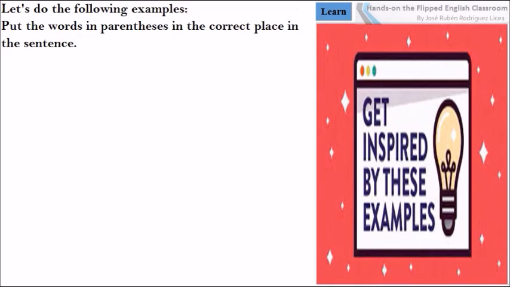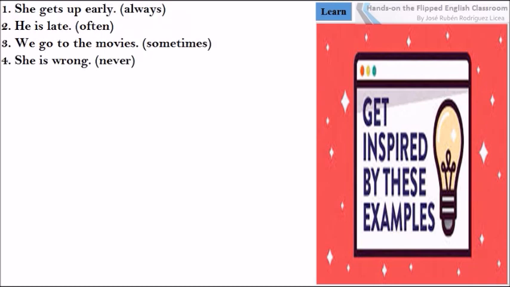Let's do the following examples. Put the words in parentheses in the correct place in the sentence. 1. She gets up early. Always. 2. He is late. Often. 3. We go to the movies. Sometimes. 4. She is wrong. Never.